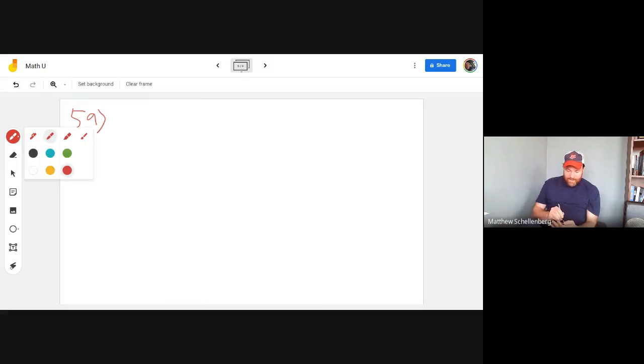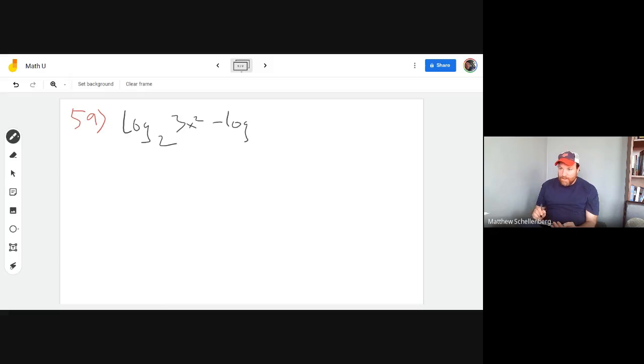59. So we have here log of 3x squared base 2 minus log of 3 base 2 equals 4. This might be for the honors class final because actually you guys don't all have the same final.